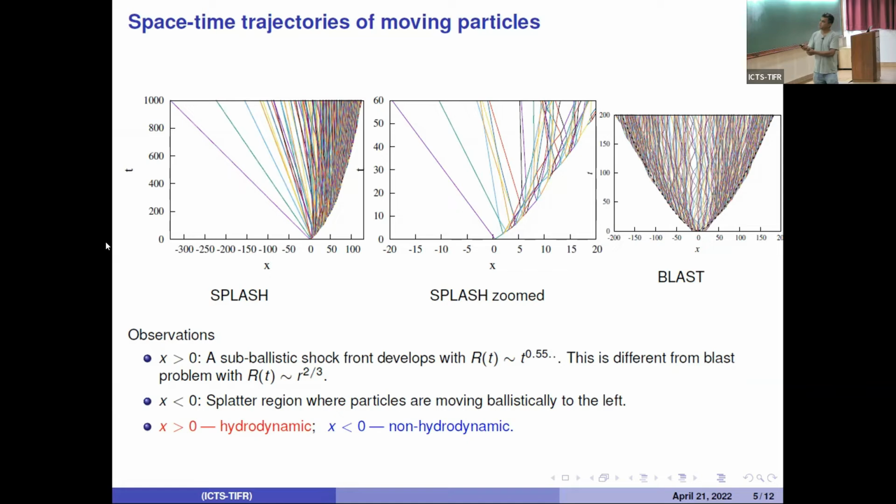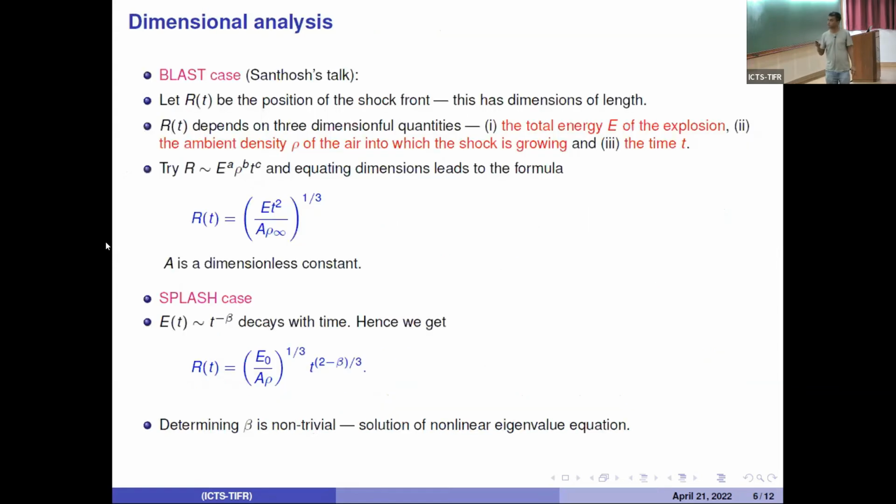What we find is that this front, the most excited particle on the right-hand side, evolves like t to the power 0.55. This is a bit different from the blast problem, where we saw that it goes as t to the power 2/3, 0.66, and this is 0.55. So it's a bit slower. So let's first understand how this front evolves. Why? How does it evolve?